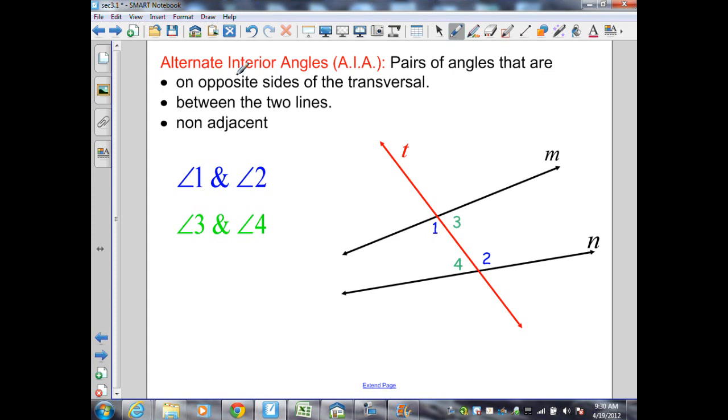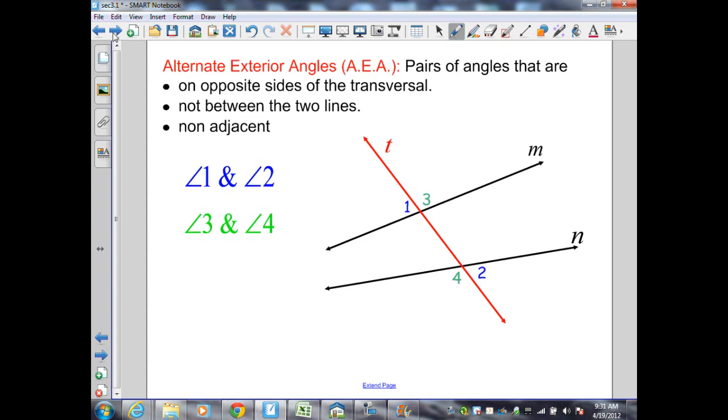Therefore, by the definition of alternate interior angles, opposite sides of the transversal, in between the two lines, and non-adjacent, angle 1 and 2 are our first pair of alternate interior angles. The other pair is angle 3 and angle 4. Also, a special quality about these pairs of angles formed by a transversal and two lines is that the transversal helps form both angles. For example, angle 1 is helped formed by T, and angle 2 is helped formed by T. Then 1 is formed by the other line, M, and 2 is formed by the other line, N.